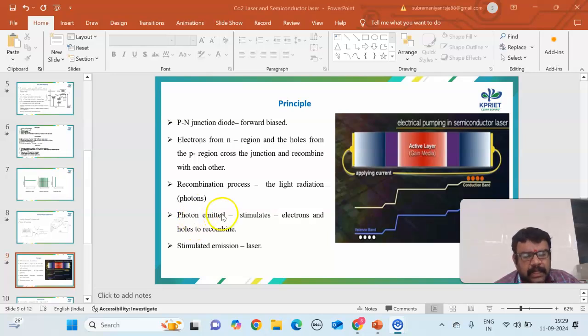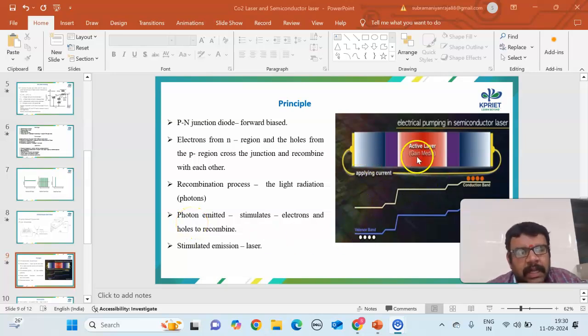The photon emitted stimulates further electrons and holes to recombine. In other words, we can call it a multiplication of photons. This stimulation makes further electron-hole recombination. As a result, your photons get multiplied, and you will be getting stimulated emission. A strong, intense laser beam will come out as a result of this stimulation by the first emitted photon.